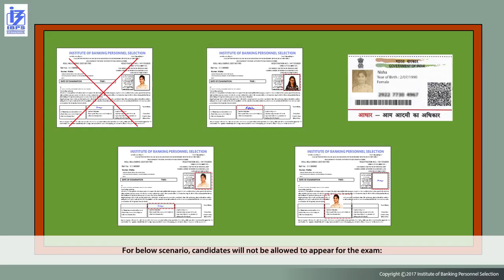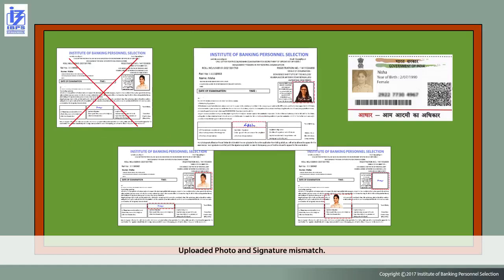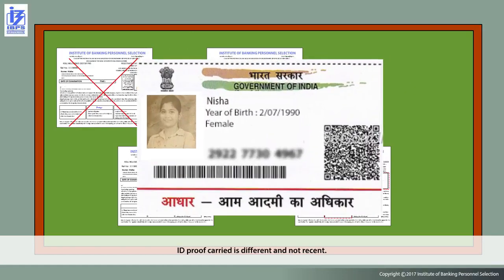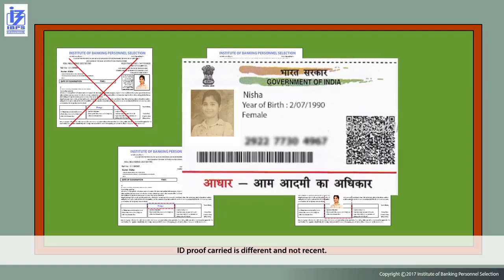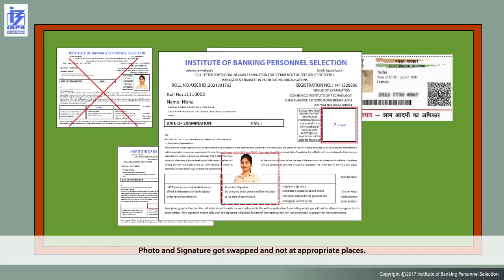Thank you. For the below scenarios, candidates will not be allowed to appear for the exam. Not carrying the call letter, uploaded photo and signature mismatch, ID proof carried is different and not recent, uploaded photo and signature is not clear, photo and signature got swapped and not at appropriate places.